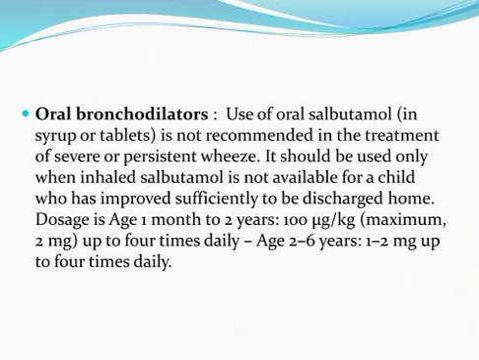Dosages: for the age of 1 month to 2 years, we give 100 microgram per kg, maximum up to 2 milligrams, up to 4 times daily. For 2 to 6 years, we can use 1 to 2 milligrams up to 4 times daily. So these are the dosage calculations for the oral bronchodilators.